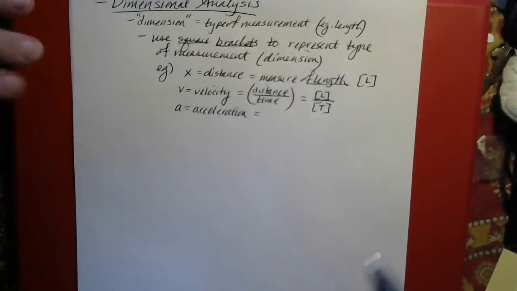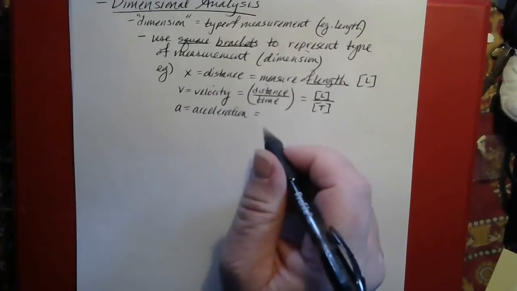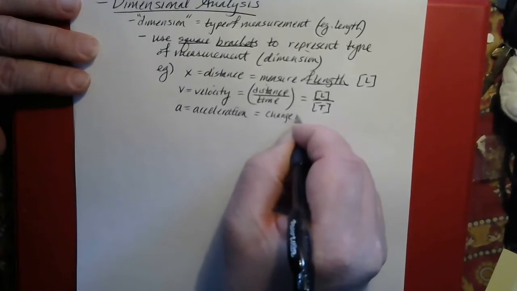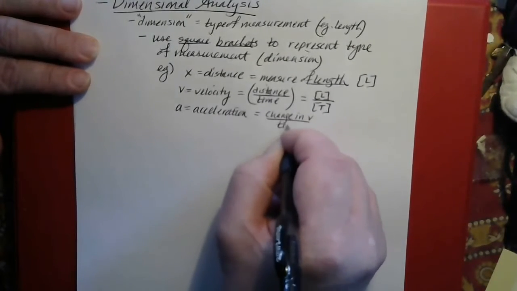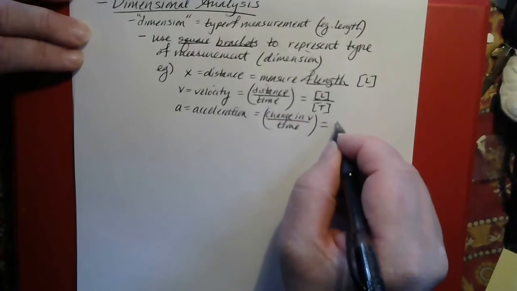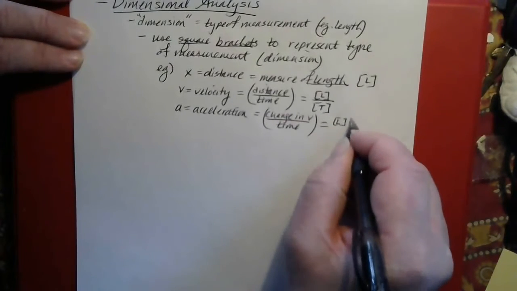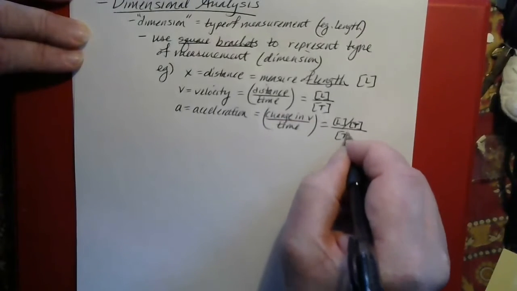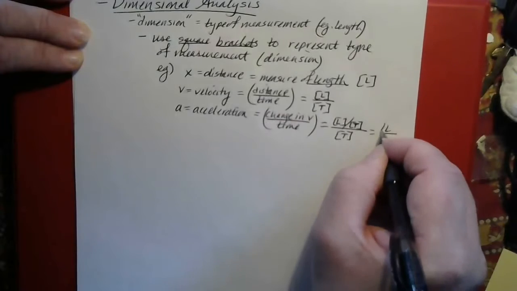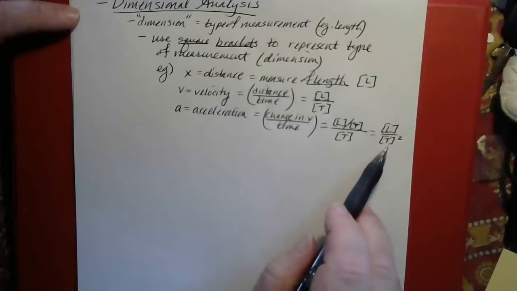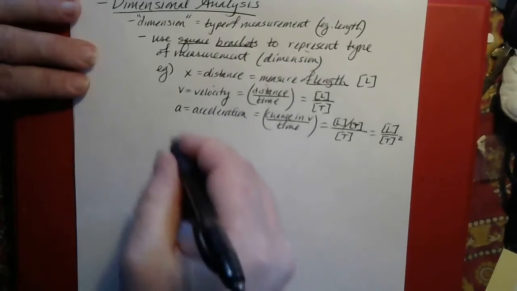A usually represents acceleration, and that is change in velocity over time. And in terms of dimensions, well, velocity is L over T, and that's divided by T again. And so that would be L over T squared in terms of dimensional analysis.